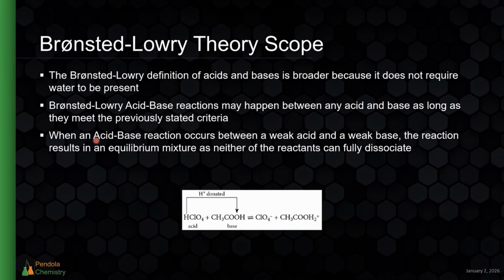Brønsted-Lowry theory is going to give us a broader scope to how we look at acids and bases. It is more inclusive of compounds as being acids or bases because it does not require the presence of water. Unlike the basic definition where hydrogen ions and hydroxide ions were created in water, the Brønsted-Lowry definition, defining acids as proton donors and bases as proton acceptors, makes this a more inclusive theory. As long as they meet those criteria, they can be acids and bases even if water is not present.